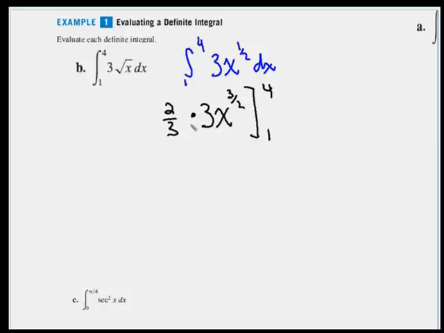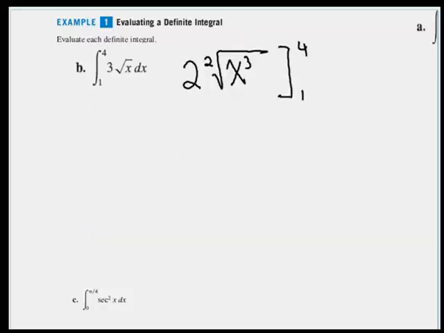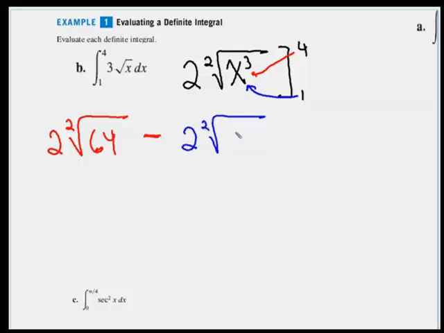And let's see, 2/3 times 3 is 6/3, or 2x to the 3/2. And let me rewrite that. X to the 3/2, that's the square root of x to the third. And from our lower limit 1 to upper limit 4. So first we run the upper limit through. That's going to go in for x. So we're going to have 2 times the square root of 4 to the third, which is 64. Minus. Run the lower limit through. 2 times the square root of 1 to the third.